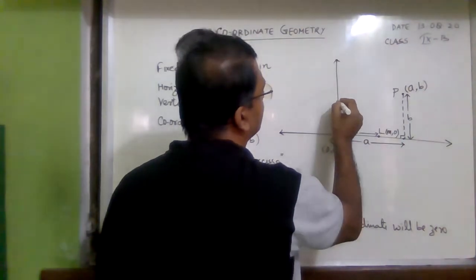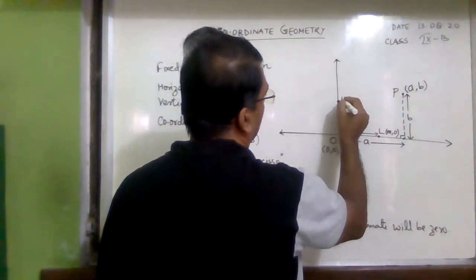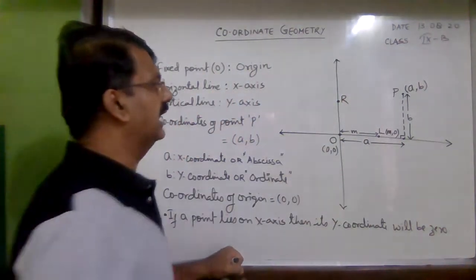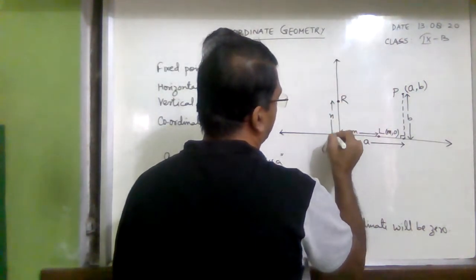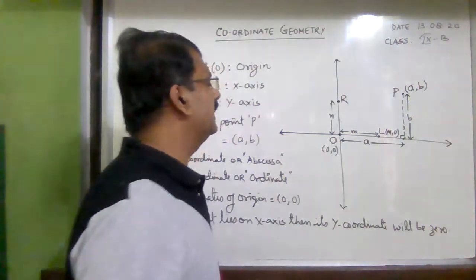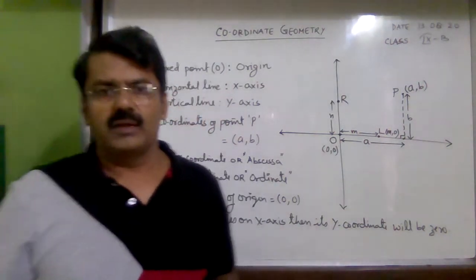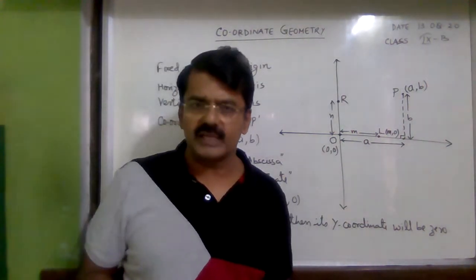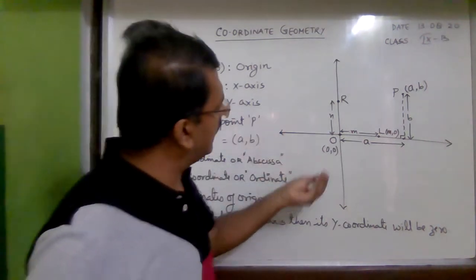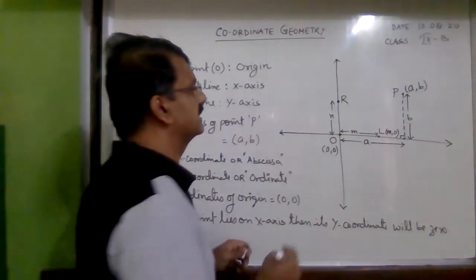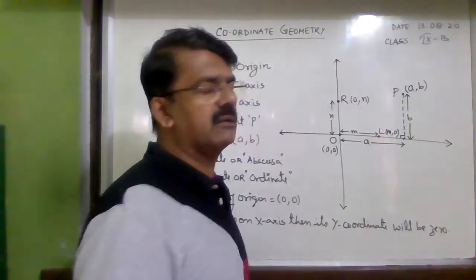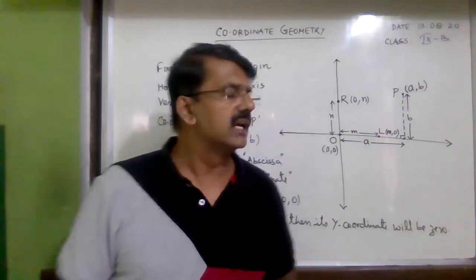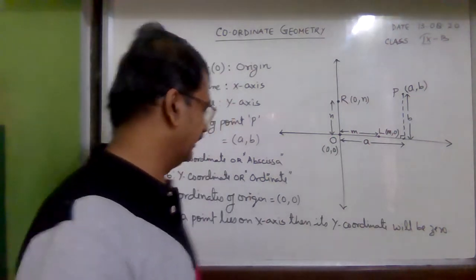Similarly, suppose there is a point R on the y-axis and this distance from the origin is n. Now you see, to reach R from origin, we don't have to cover any distance along x-axis. We have to cover the entire distance along y-axis, and that is the distance n. So it is 0, n. As we are covering no distance along x-axis, so it is 0, n.